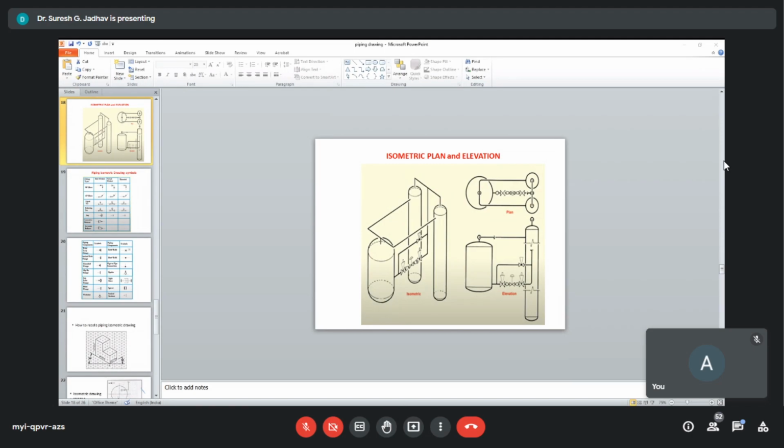Some of the symbols we already discussed in the earlier slides. Then how to read the isometric drawings. An isometric drawing is drawn with a single line. This single line symbolizes the center of the pipe, and any dimension shown to it is always center to center of the system. To read a piping isometric drawing, you must know the dimensions are always from center to center of pipes.